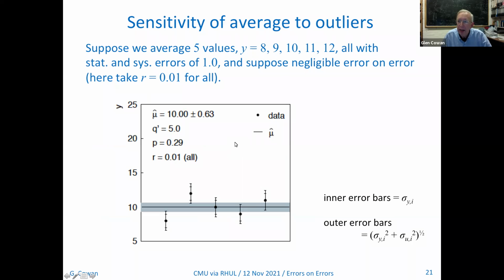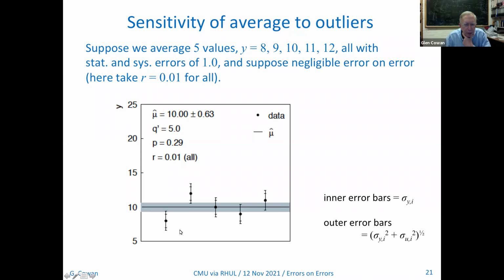All right, so here's another example. Let's suppose that we're averaging 5 values, 8, 9, 10, 11, 12. And let's suppose that they all have statistical and systematic errors of 1. And in this plot here, I'm supposing that the error on the error parameter is negligible, 0.01. And I've assigned that value for all of the 5 measurements.